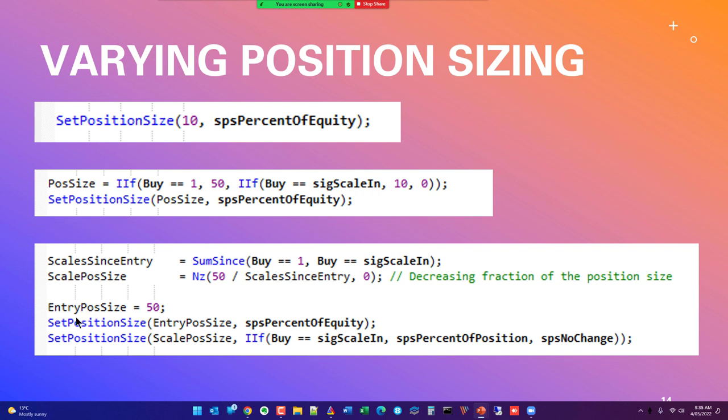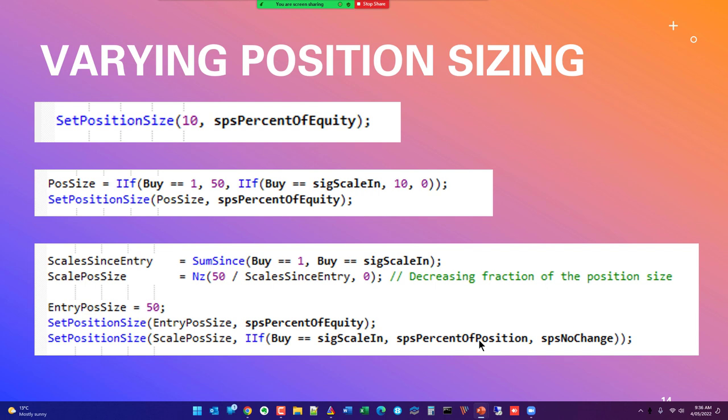let's get a little bit more fancy here. What we can do is base the position size of the scales on the number of scaling signals that we've had since our initial entry. We can set the position size to a decreasing fraction of the actual position size. So this is now something slightly different. We're not going to use a percentage of the equity, we're going to use a percentage of the position. You can see we're using the two string literals here, percent of equity to set our initial position size. And then we're using a separate set position size function that only applies when it's buy sig scale in.